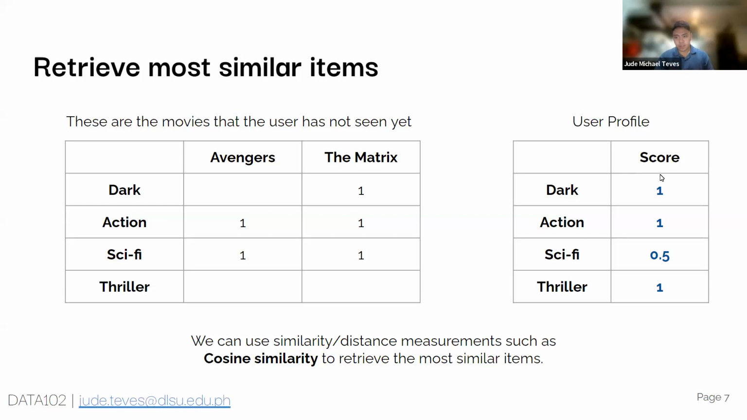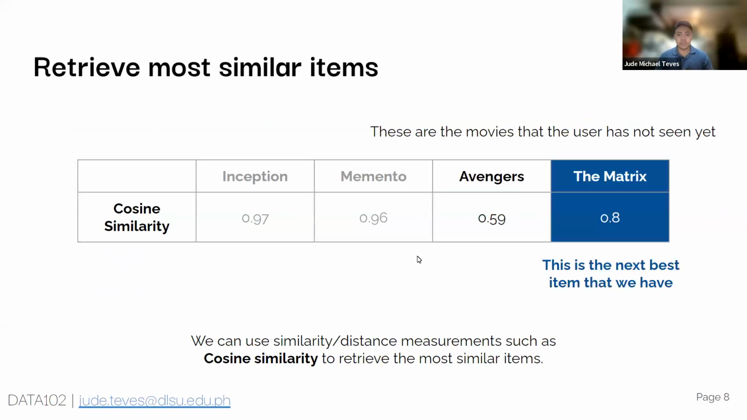Remember, this is our user profile: 1, 1, 0.5, and 1. We calculate the distance of our user profile with the items or movies that the user has not seen yet, and these will be the scores. For Inception, you have 0.97, Memento 0.96, but then again, you've already watched those. So we will be recommending the movies that the user has not seen yet. In this case, you have Avengers and The Matrix. For Avengers, you have 0.59, The Matrix is 0.8. This is the next best item that we have, so we recommend this.